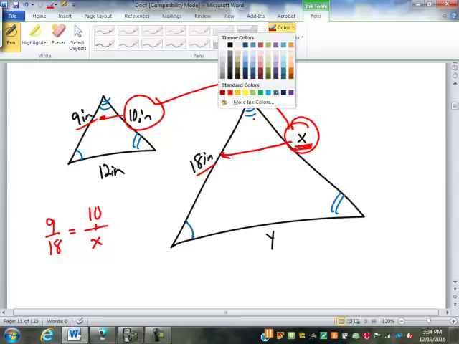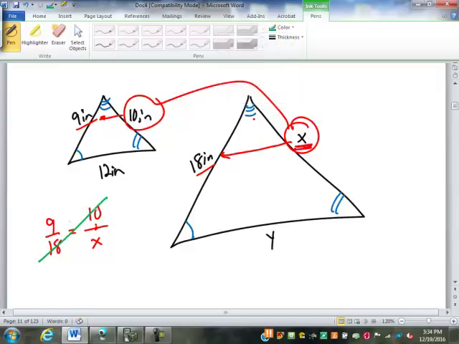So we can cross multiply and divide here. 18 times 10 is 180, divided by 9 is 20. So x is 20, or 20 inches.